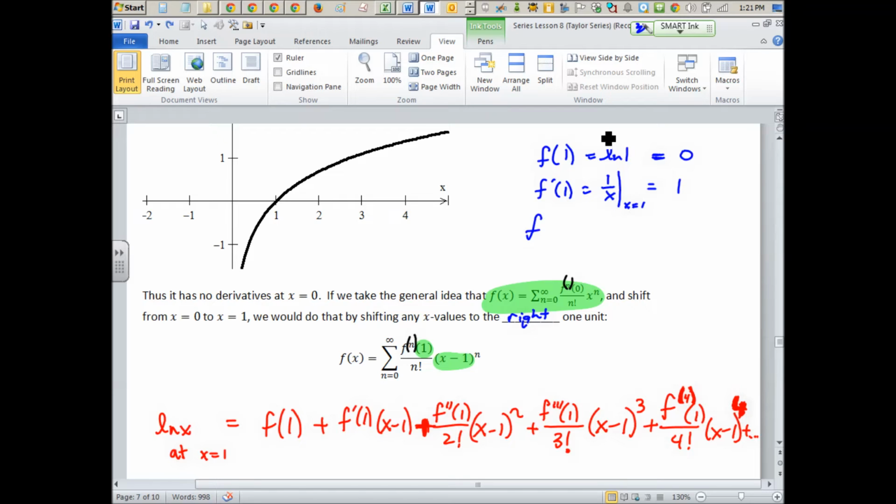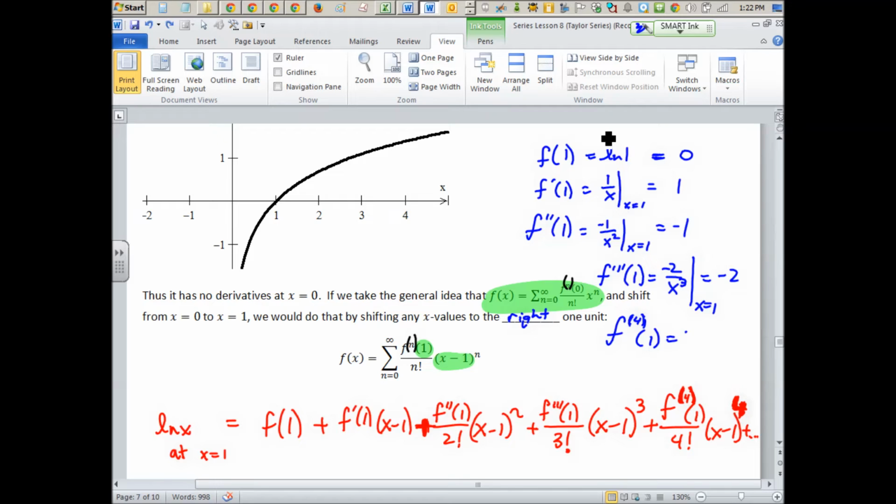Okay. Then I'm going to take the second derivative at 1. Now it's negative 1 over x squared, and I'm plugging in 1. And this gives me negative 1. Next derivative is negative 2 over x cubed, but I'm plugging in 1. Negative 2. And I think we should go at least to 4 or 5 derivatives to really see the pattern.